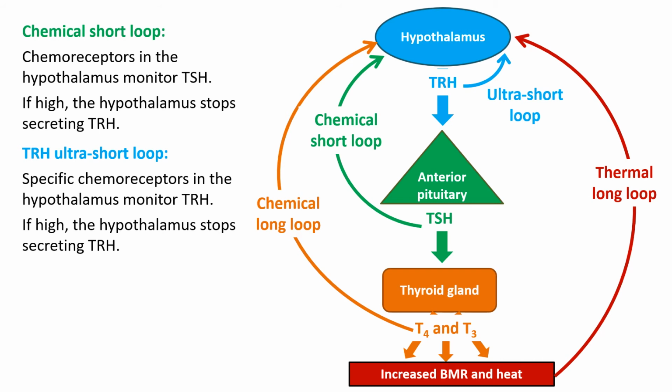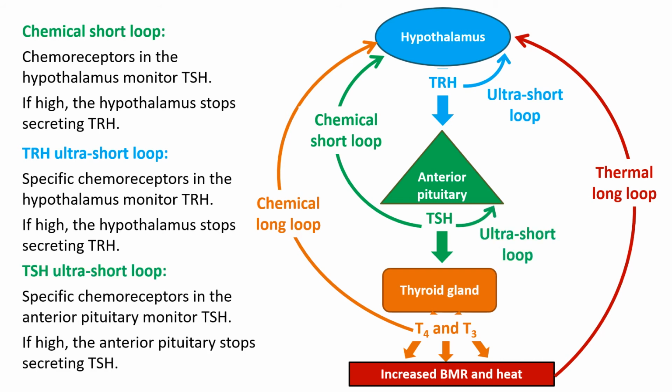One more loop is our TSH ultra short loop. So this is the first time we've come across the anterior pituitary having chemoreceptors. But it does. It has specific chemoreceptors for TSH, its own hormone. So again, just like in the hypothalamus, if TSH levels are high, it's more likely to bind to these TSH chemoreceptors in the anterior pituitary.